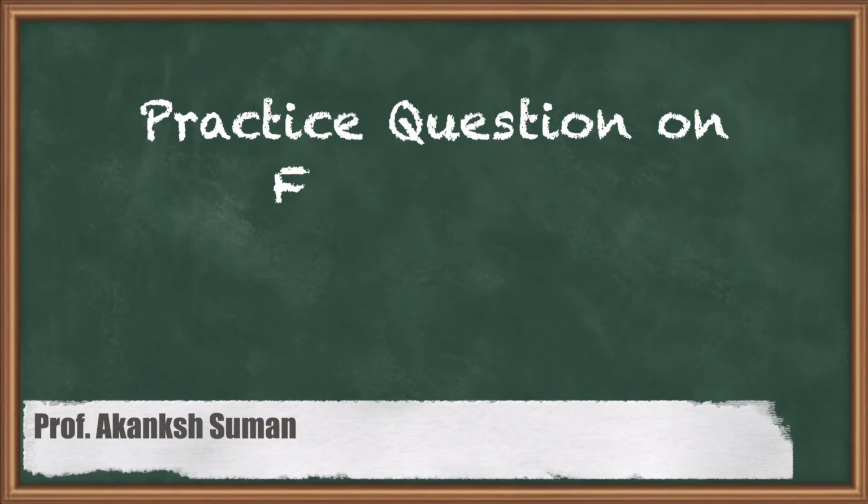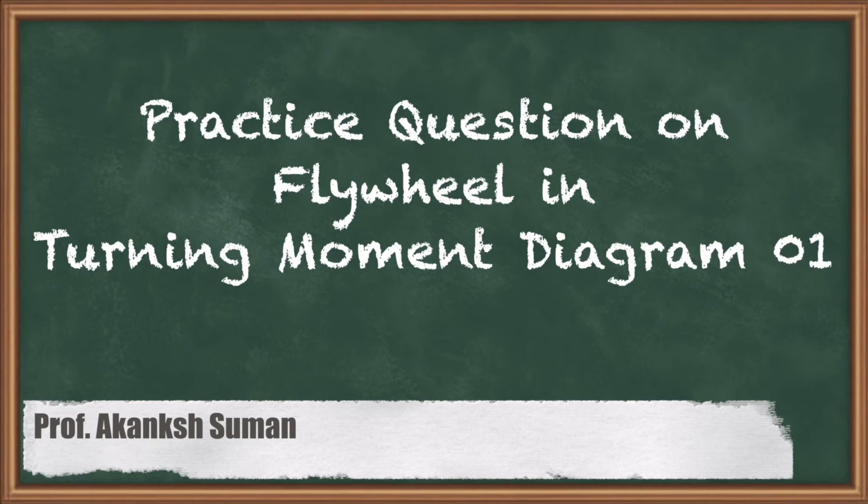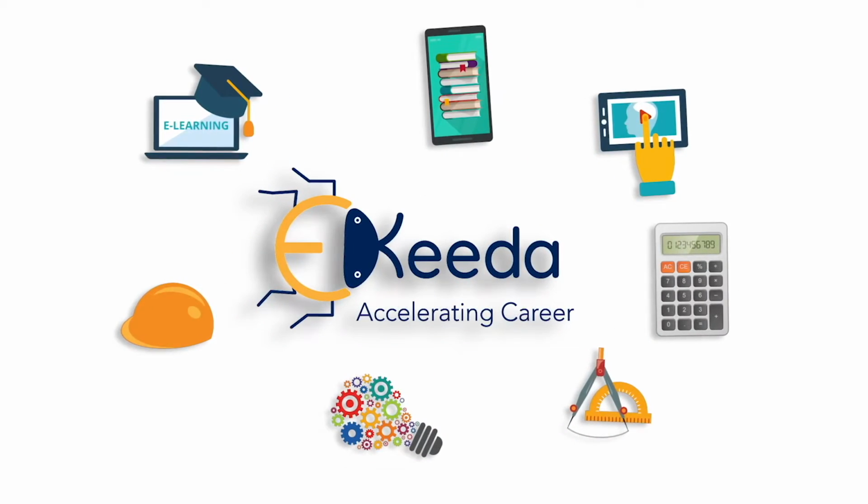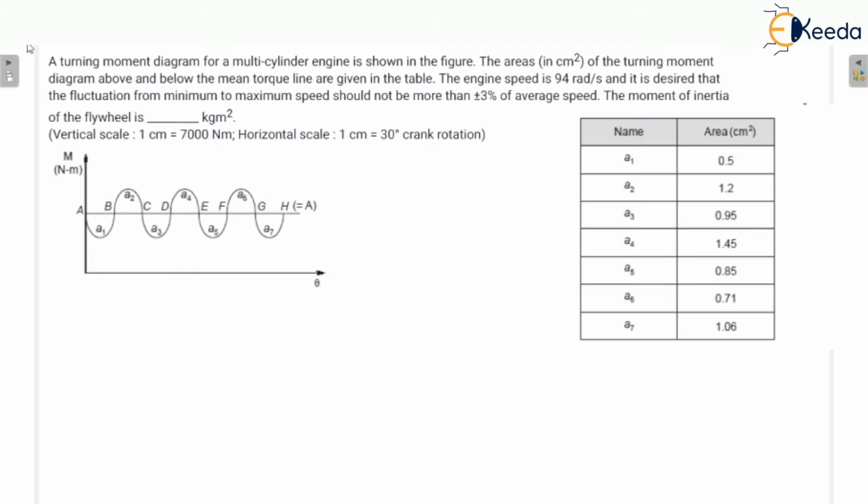Hello everyone, now we are going to solve the questions based on the turning moment diagram. In the question, what is given is a turning moment diagram for a multi-cylinder engine, shown in the figure. The area in centimeter square of the turning moment diagram above and below the mean torque line is given. This line in the diagram, you can see, is the mean torque line.